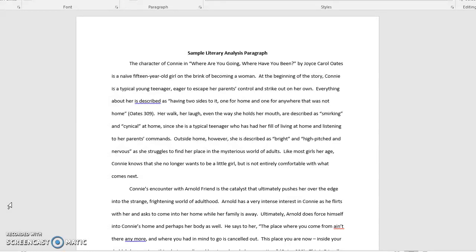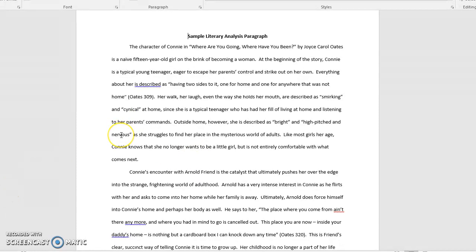I've never done this before, where I can explain this very important concept to you a little bit better, perhaps, than I can when I just type it out. You are looking at this sample literary analysis paragraph I wrote for Where Are You Going, Where Have You Been? I actually wrote 2 paragraphs. I got carried away. But this is the model of writing that you need to follow anytime you analyze literature in this class, or really in any class.